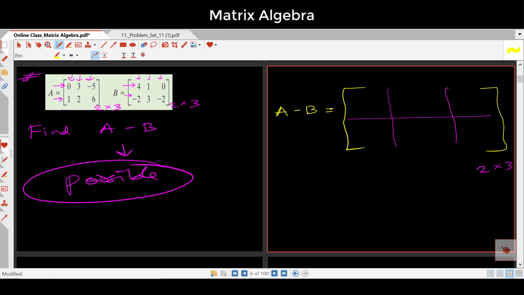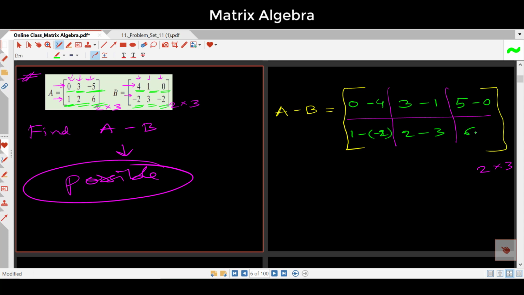So we will have to now subtract. So subtraction will be done again entry wise. So first entry minus first entry, that is 0 minus 4, then 3 minus 1, then 5 minus 0, then 1 minus 2, 2 minus 3, 6 minus 2.